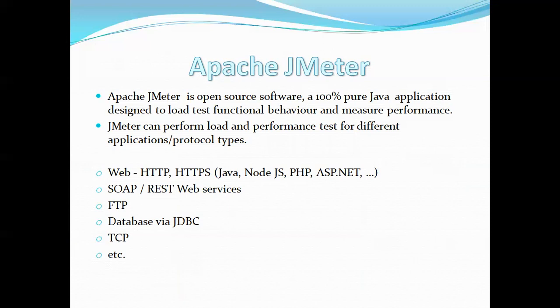Apache JMeter is an open source software. It is a 100% pure Java based application designed to load test functional behavior and measure performance. Using Apache JMeter, we can test various types of applications, like web-based applications that work on HTTP and HTTPS. We can performance test SOAP or REST web services, which are nothing but API calls. We can also performance test the FTP protocol, and we can do load tests or stress tests or performance tests for database calls like JDBC connections, TCP, etc. These many things are supported by Apache JMeter.